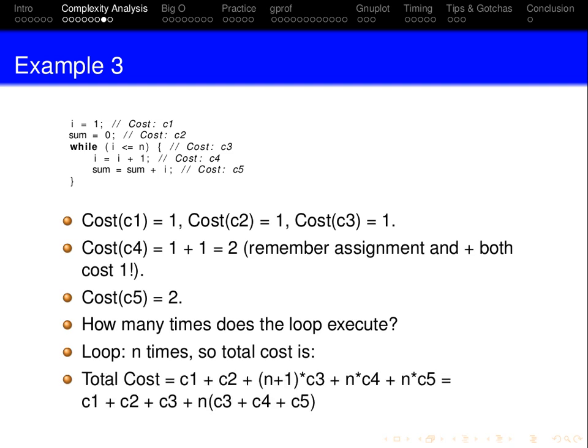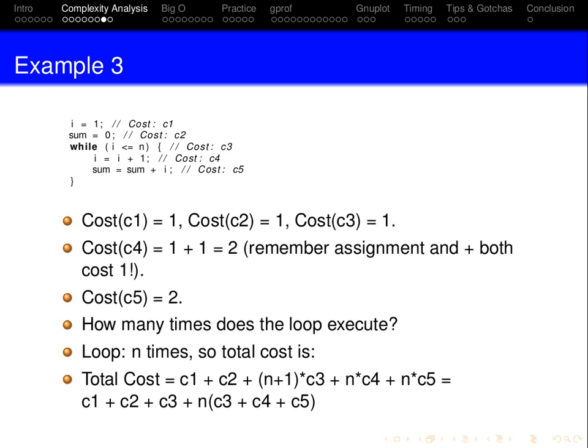So the total cost, here's the formula. C1 plus C2, right up here. N plus 1 times C3, because that's the conditional, plus n times C4, because C4 is going to be run n times. N times C5, again, run n times. You go ahead and you math that out real quick, and it comes up with this formula.